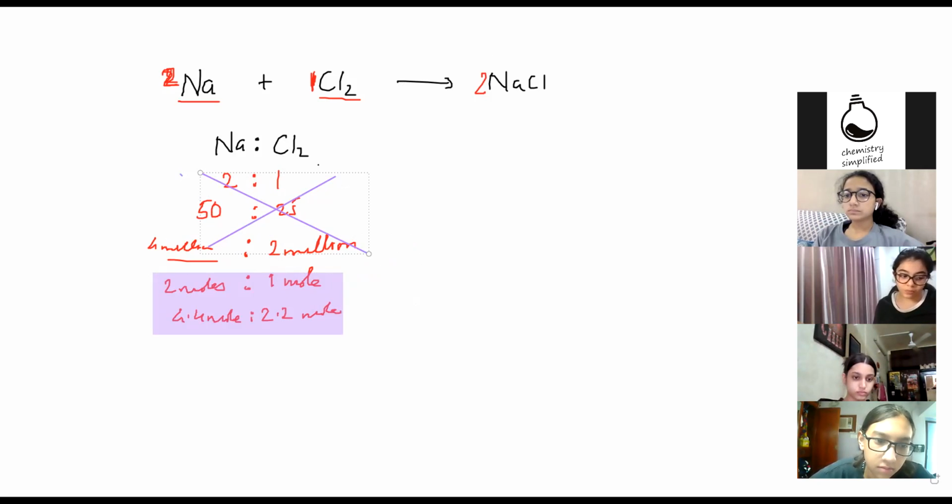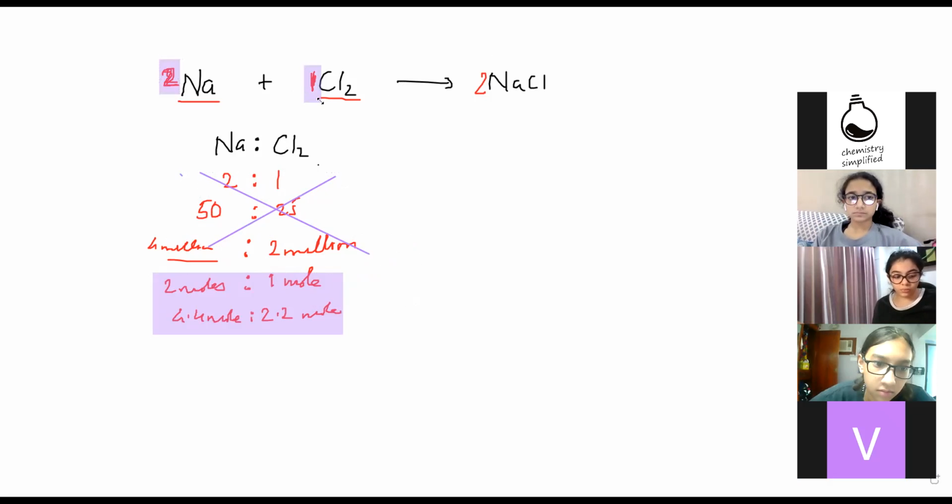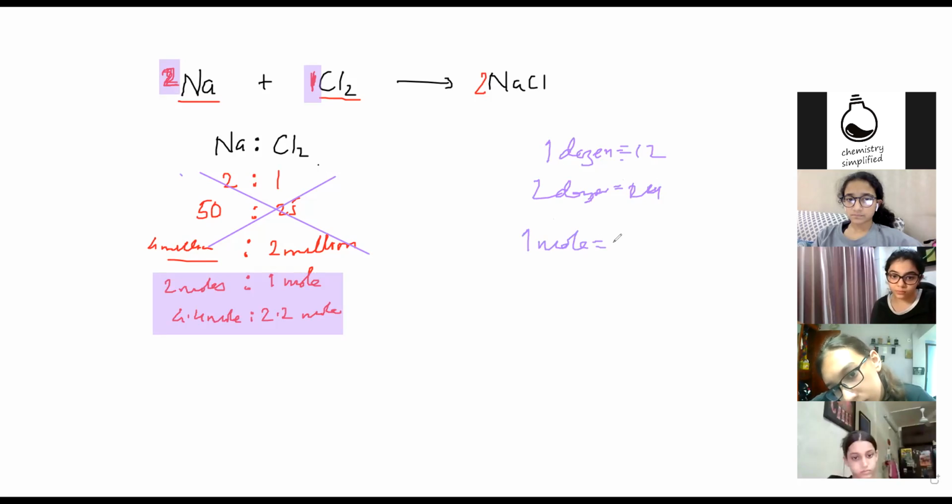So having said that, I can say that this is 2 moles of sodium and this is 1 mole of chlorine. So I can say that 2 moles of sodium reacts with 1 mole of chlorine. But how much exactly is 1 mole, 2 mole? Like, suppose if I say 1 dozen, 2 dozen, then I know 1 dozen is equal to 12, 2 dozen is equal to 24. So yeah, how many dozens you tell me, I can tell you what exact number that makes. So similarly, how much is this 1 mole equal to?